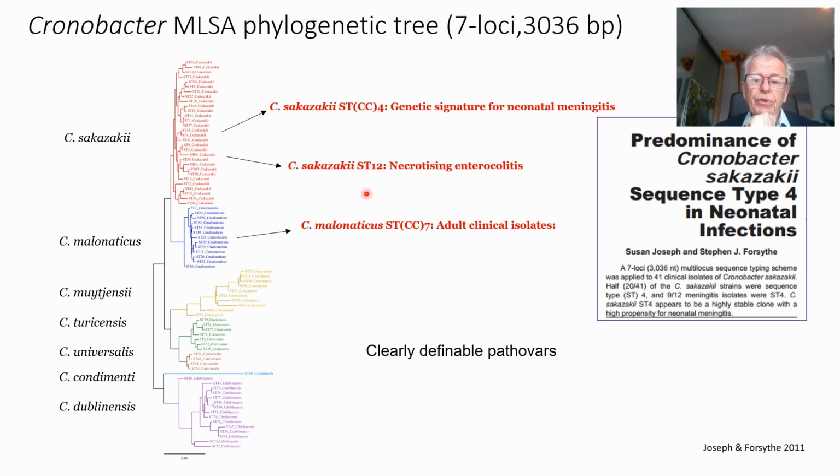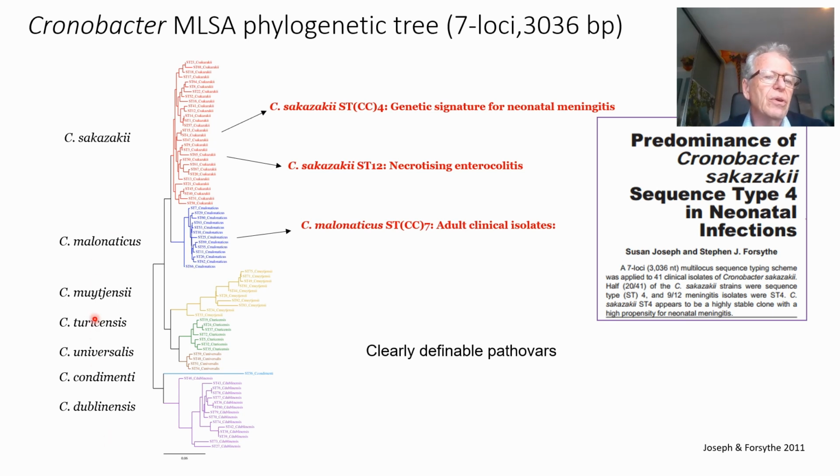Those babies, unfortunately, with necrotizing enterocolitis, we found a predominance with sequence type 12. And with regard to adult infections, it's primarily Cronobacter malonaticus, different species, and it's the clonal complex 7. So Susan, Joseph and I published that over 10 years ago.